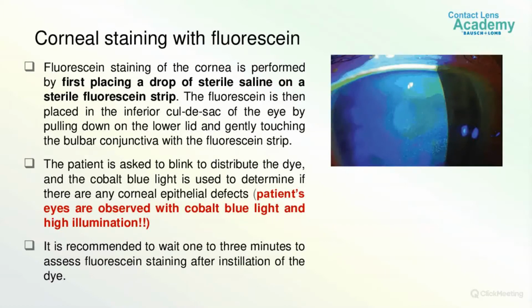Your patient is asked to blink to distribute the dye, and you as the optometrist use the cobalt blue light to determine if there are any corneal epithelial defects. The patient's eyes are observed with cobalt blue light and in high illumination. It's also recommended to wait 1 to 3 minutes to assess fluorescein staining after instillation of the dye.